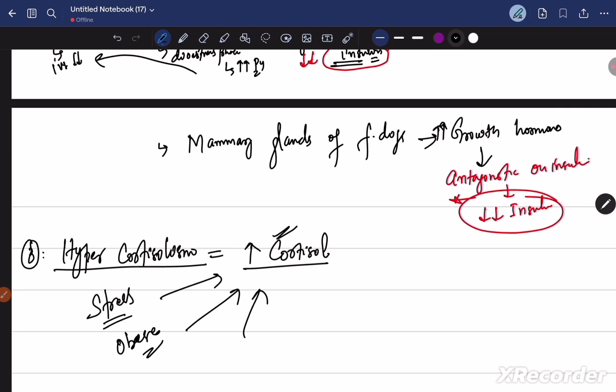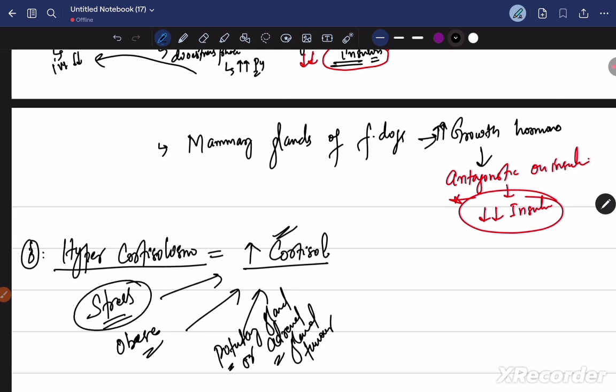Or there will be a pituitary gland tumor, or an adrenal gland tumor. Since cortisol is created from the adrenal cortex, whenever there is any tumor in the pituitary gland or in the adrenal gland, or the dog or cat is in stress, or the dog or cat is obese, it will lead to hypercortisolism.